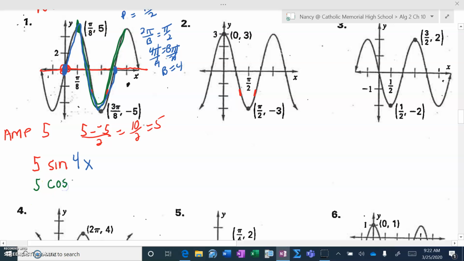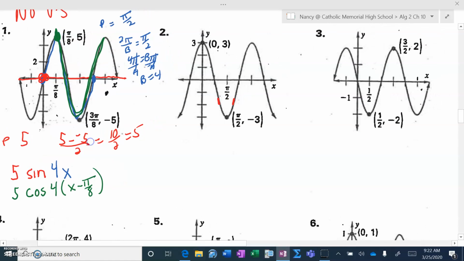My cos would be my function. My b would stay 4. And I'm shifting pi over 8 right, so it's x minus pi over 8. And then the only thing you want to check is make sure that a stays positive. And it does, because the cos, if it starts up, it's positive. If it went down, it would be negative. It flipped upside down. So you're done. I have a sine and cos equation for both those.